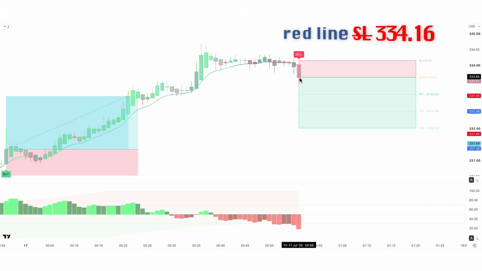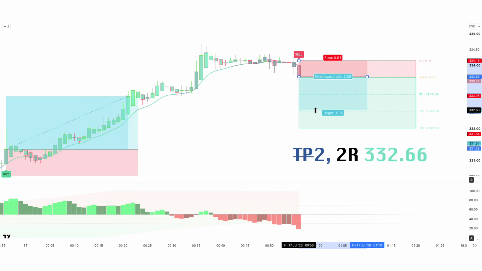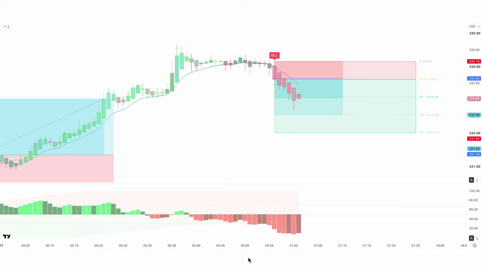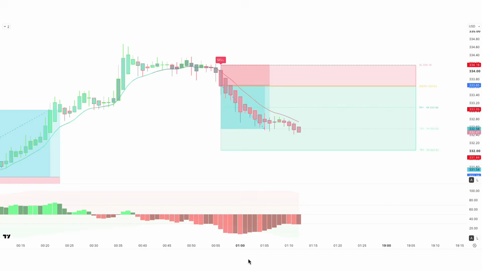333.62. Our stop loss is to be placed at the red line SL 334.16, and the risk to reward ratio will be TP2 2R 332.66. Let's see what happens to our trade. We have won the trade. Let's find the next trade.